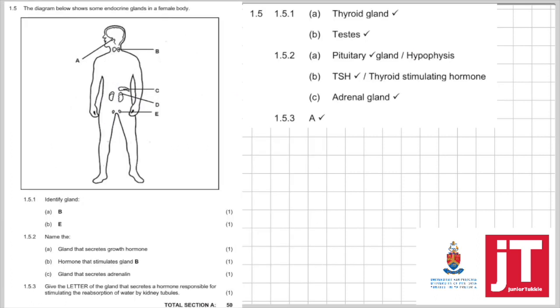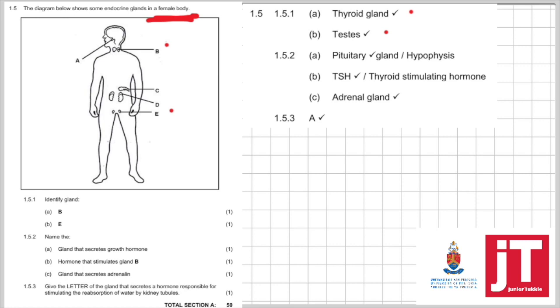1.5. The diagram below shows some endocrine glands in a female body. 1.5.1. Identify gland B, that we know is the thyroid gland. Identify gland E, that is obviously the testes. It's weird, it says female body, but they're showing a testes, so just ignore it, grade 12s.